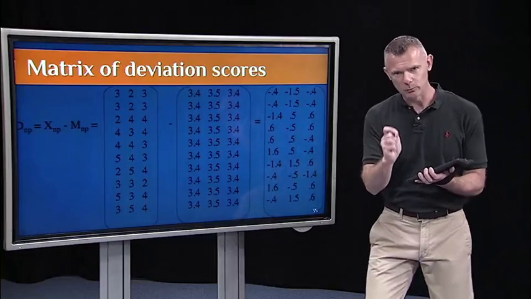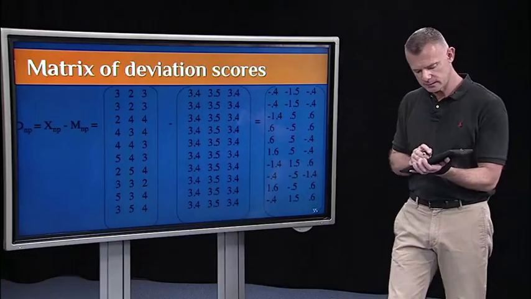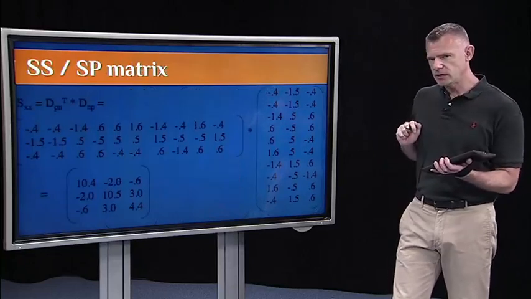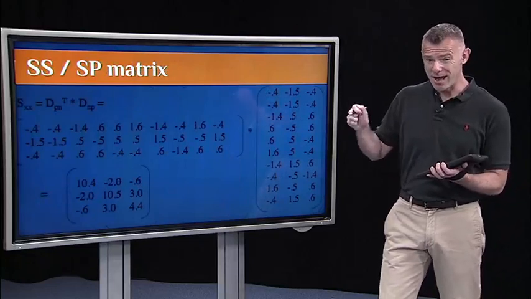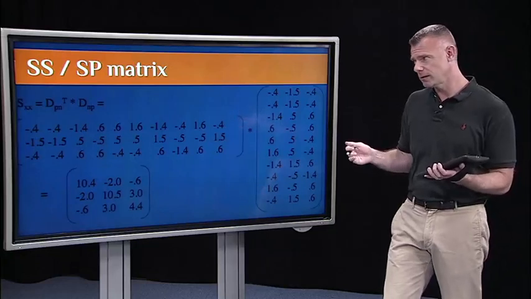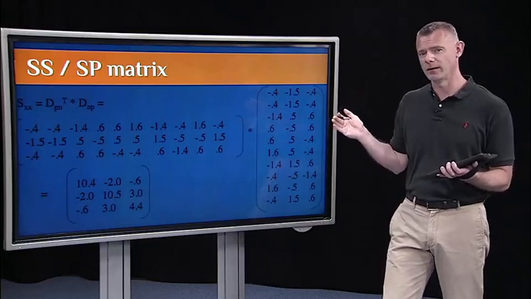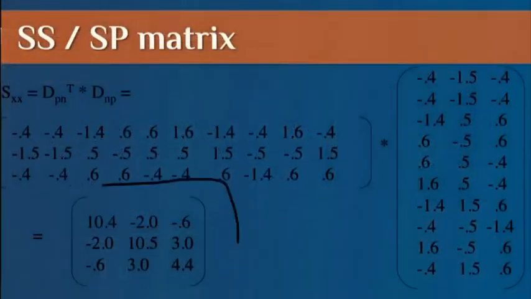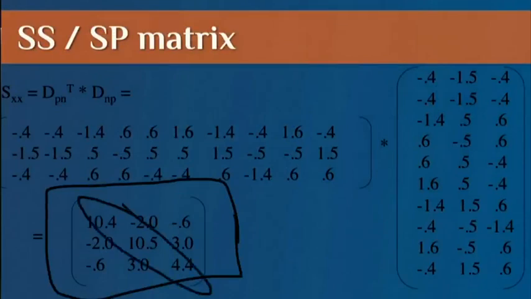Now, this is the really cool part, the most important piece. If I take that matrix of deviation scores and pre-multiply it by its own transpose, then what do we get? We get a matrix of sum of squares and sum of cross products. Isn't that cool? I think that's cool. So down here, this matrix is the sum of squares and the sum of cross products. The sum of squares are in the diagonal, and the sum of cross products are in the off diagonal.